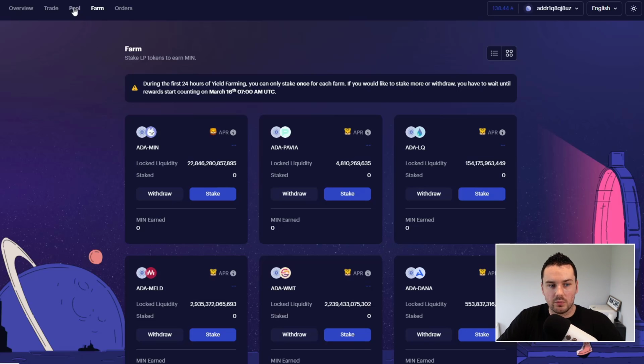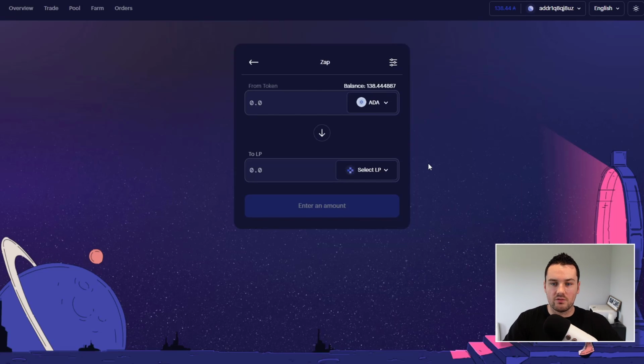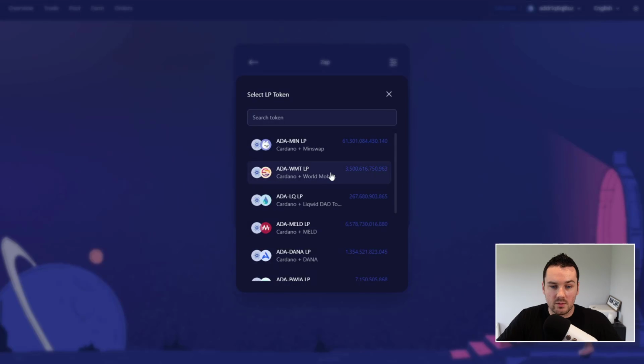So just for anyone who hasn't provided liquidity before and wants to get involved in this, just go into pool. Pick the pair you want. So if it's the ADA MIN pair, ADA WMT, whatever you want to do, you can click on the pair, or you can click on add liquidity. The other thing you can do as well is go to Zap. So if you only have one asset, say I have ADA here, I wanted to put in 50 ADA. Click on the LP I want to put in.